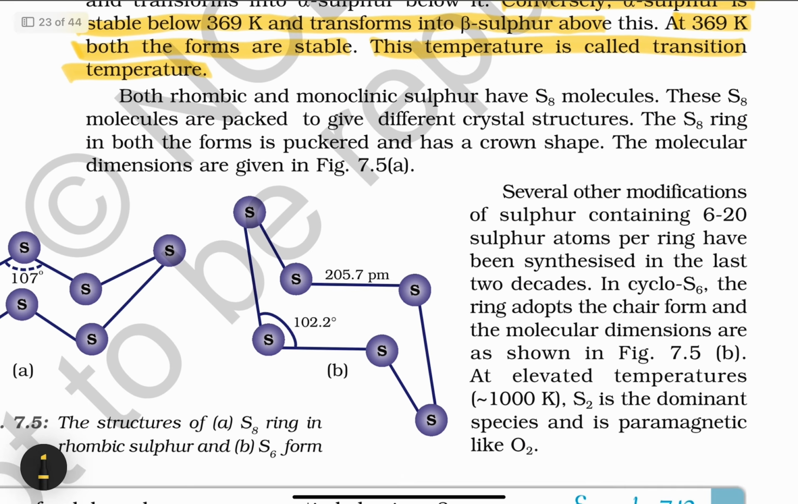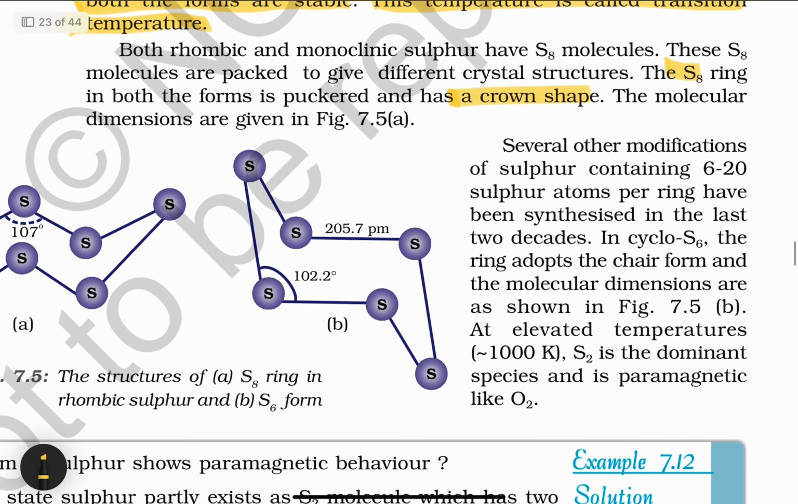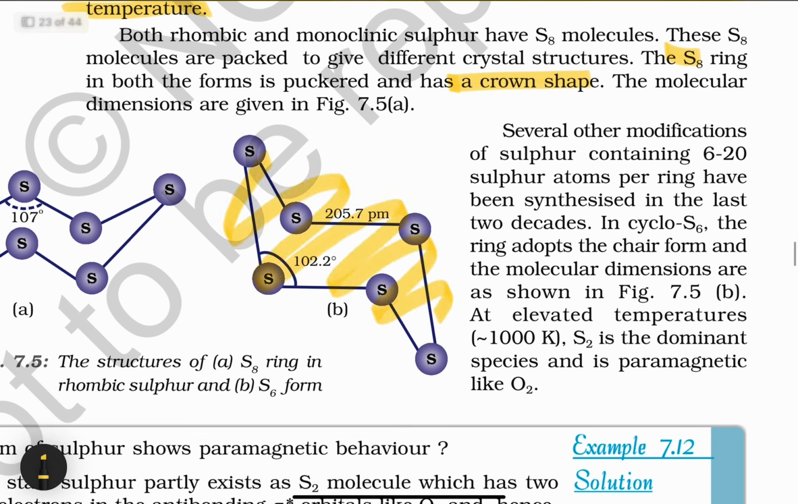Nothing special. S8 rings, crown shape, and S6 you can see here. This is, I think you remember, cyclohexane. Similar to cyclohexane. This is chair form, and we have S2. S2 species is paramagnetic like O2, which is available around 1000 Kelvin.